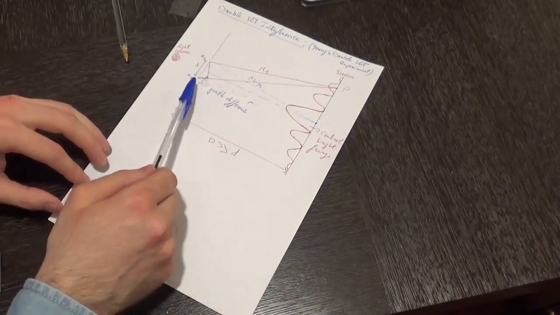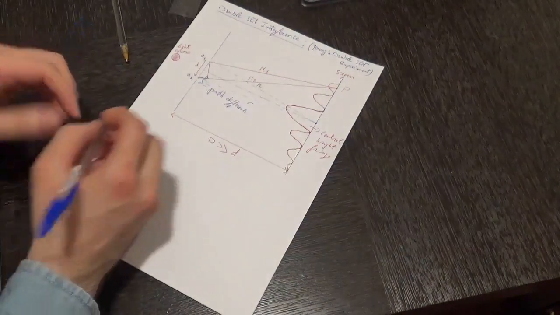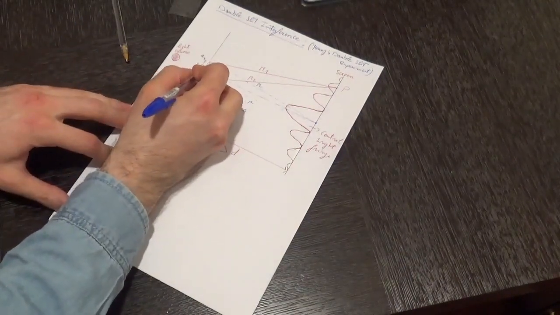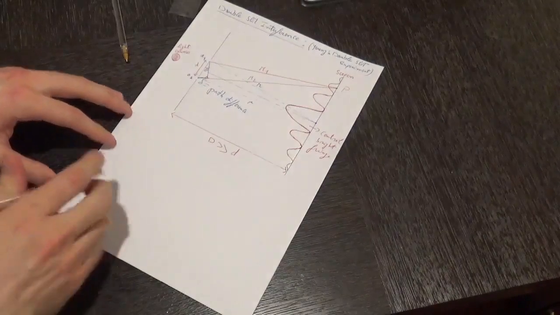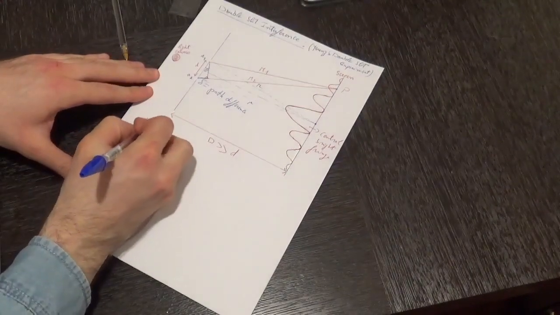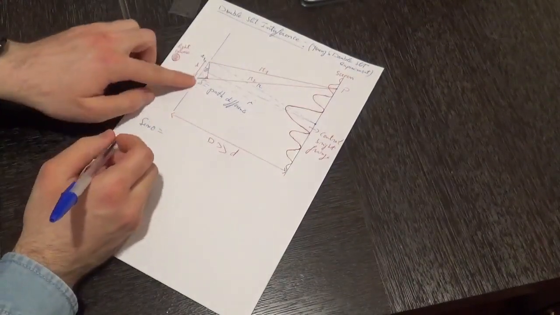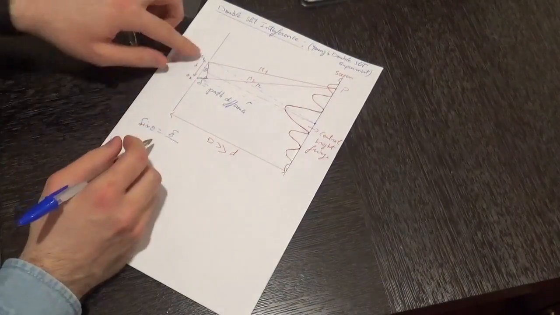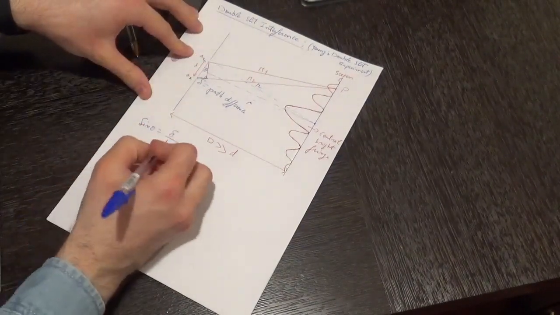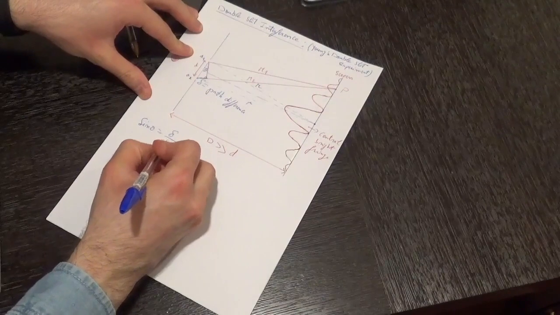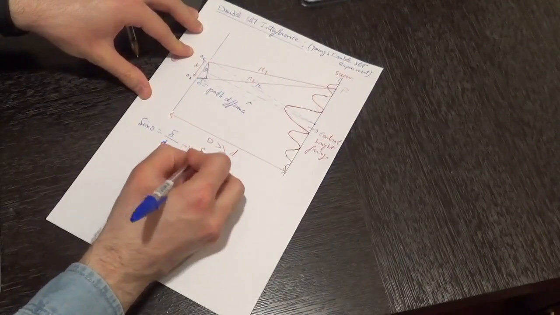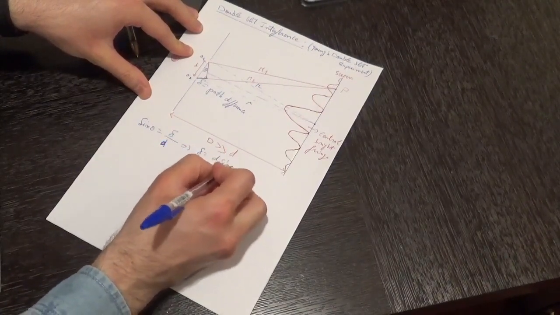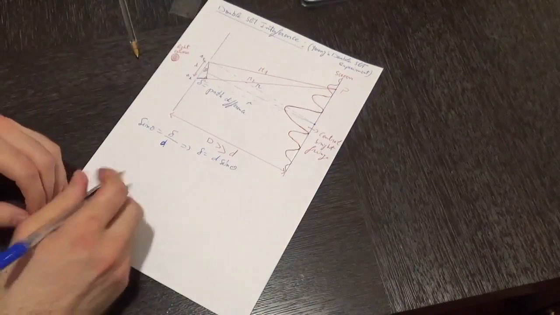Now in that case, to find an expression for delta, we are going to consider that angle over here to be a certain angle theta. Therefore, by applying trigonometry, sine theta would be equal to the opposite segment, which is delta, over the separation between these two apertures, which is d. Therefore, delta is equal to d times sine theta.